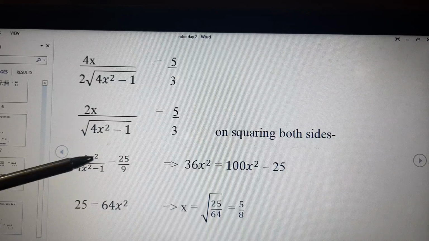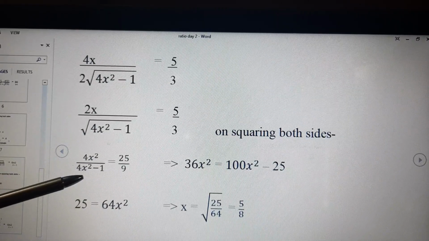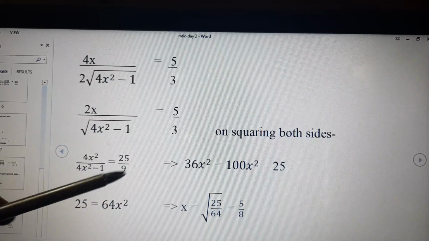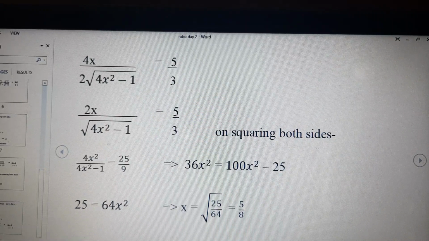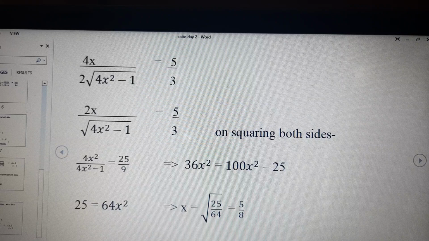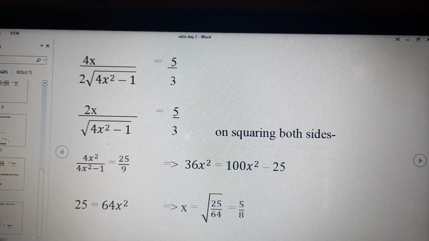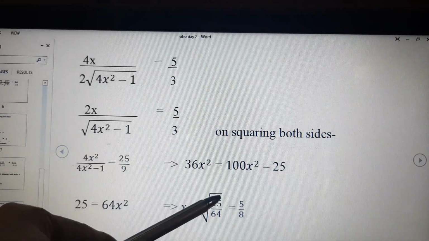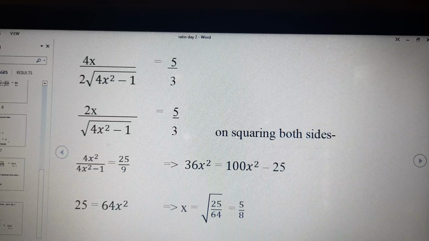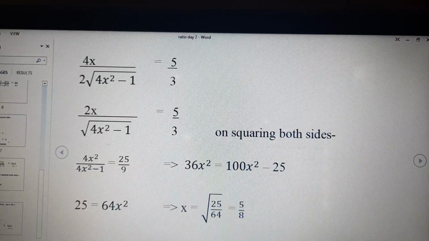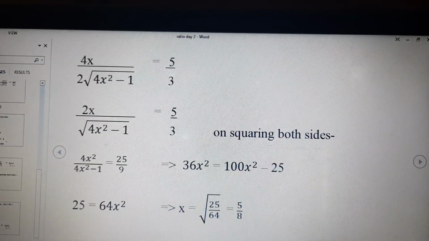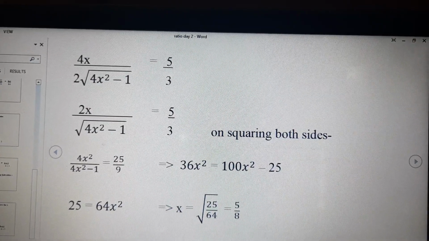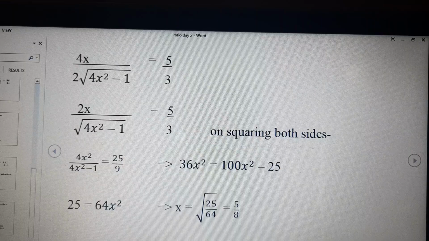Cross multiplication: 36x square, 25 into 4 is 100, minus 25. If we solve it, we have 25 is equal to 64x square. x is equal to under root, 64 will go to the other side, 25 upon 64. That means plus minus 5 upon 8. But it was given in the question that x is positive. So I have taken only one value, plus 5 upon 8.